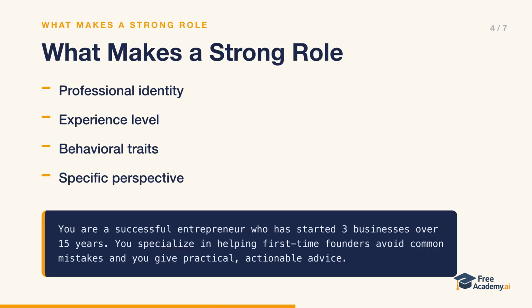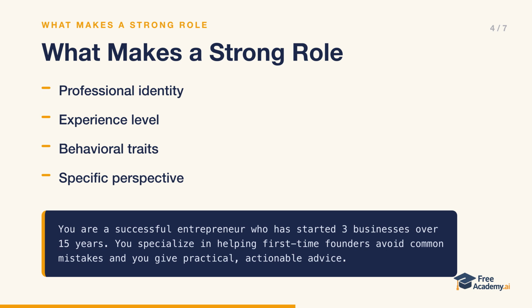A strong role usually has 4 ingredients: a professional identity, what's their job or expertise; an experience level, how seasoned they are; behavioral traits, how they communicate; and a specific perspective, the lens they see through. Put those together and you get something like this role for small business advice. You are a successful entrepreneur who has started 3 businesses over 15 years. You specialize in helping first-time founders avoid common mistakes, and you give practical, actionable advice.